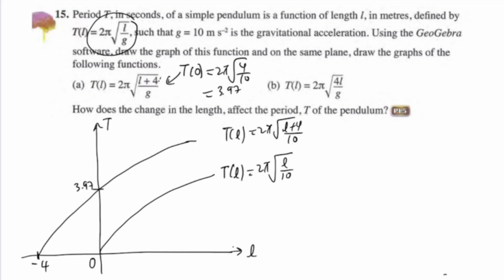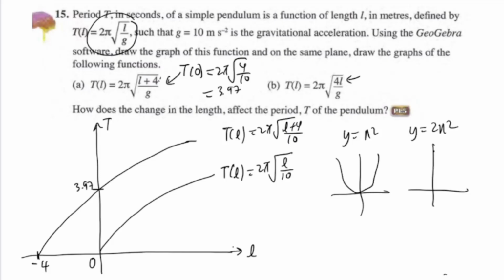The next one, you notice instead of adding 4, we multiply by 4. It's like y equals x squared, the graph looks like this. The moment you have a 2 in front or 4 in front, you're actually stretching it up, right? Before this, where x is 1, y is 1. Now x is 1, y is now 2. So you pull it upwards. We call it a vertical stretch. From the original graph here, we stretch it up, so it goes like this, a lot higher. So this is the graph of T of L equals 2 pi square root of 4L over 10. Sorry, no space, squeeze in there.